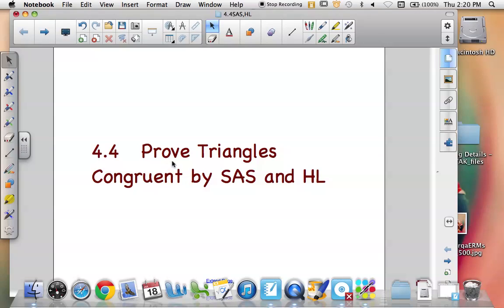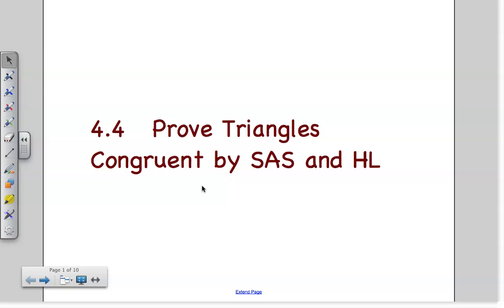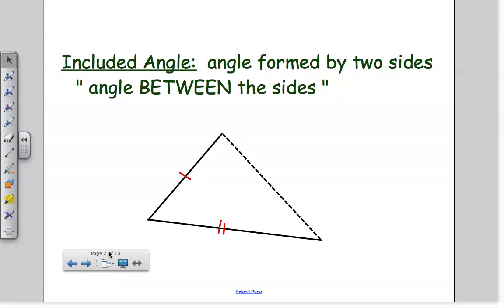In section 4.4, we're proving triangles congruent by two new shortcuts today, side angle side and HL, which stands for hypotenuse leg. So two more shortcuts that will work for proving triangles congruent. First thing we need to know is an important term.